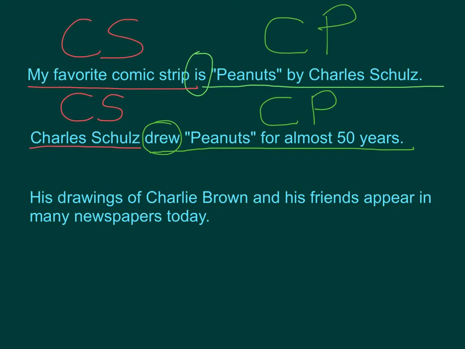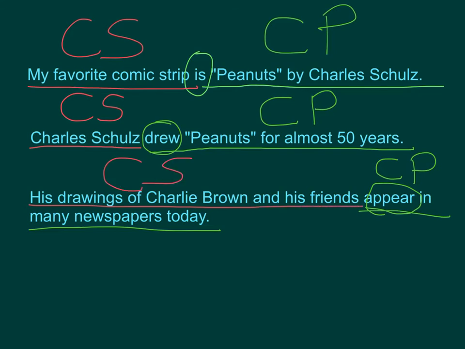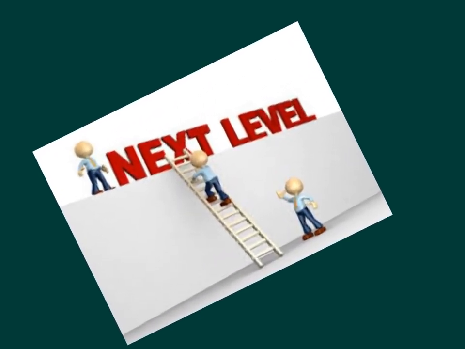Last example. What is the verb or the action? The action is "appear." And all the words that come after the verb that include the verb, "appear in many newspapers today," make this part the, you got it, complete predicate. Now for the complete subject, all the words that are before the verb up to the verb, which makes "his drawings of Charlie Brown and his friends" the complete subject. Well, how did you do? I bet you did great. Time to move on.